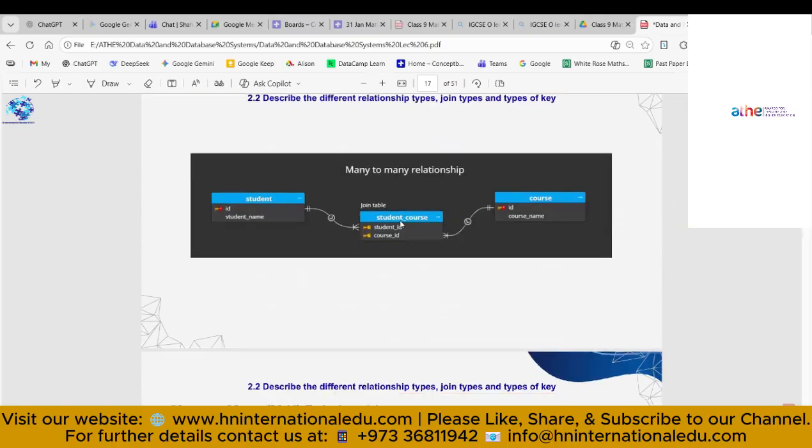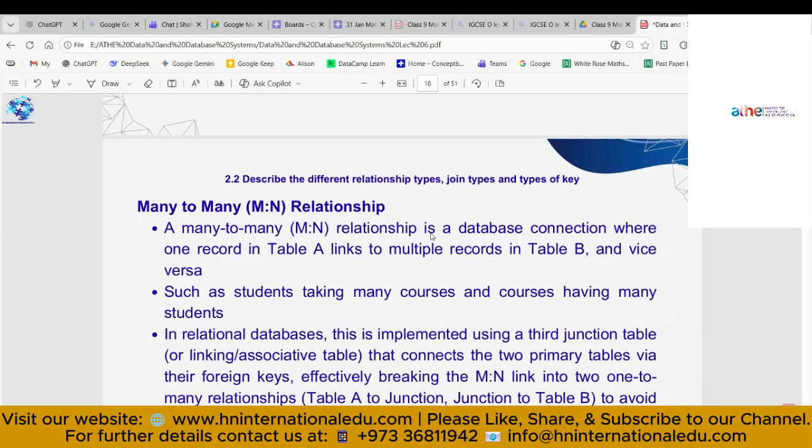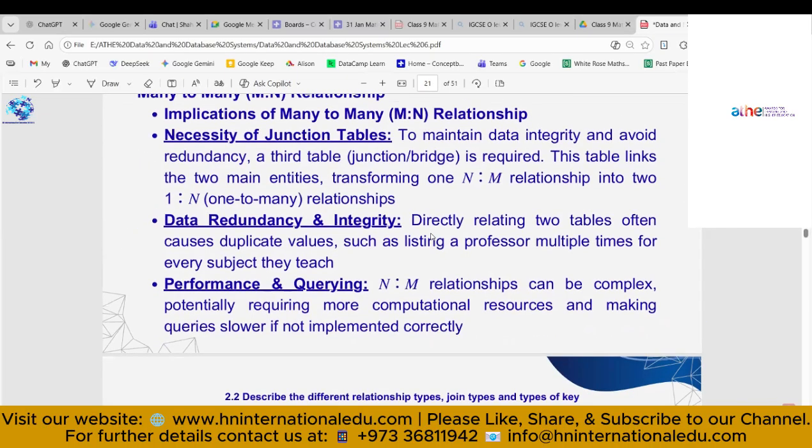That means that the student table is linked to this junction table, student underscore course. So one student has many courses. And then the course table is also linked to the student underscore course table, so many courses are being taken by this one student. In this way, data will not be repeated all of the time.